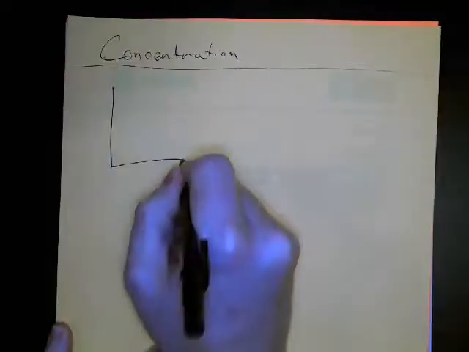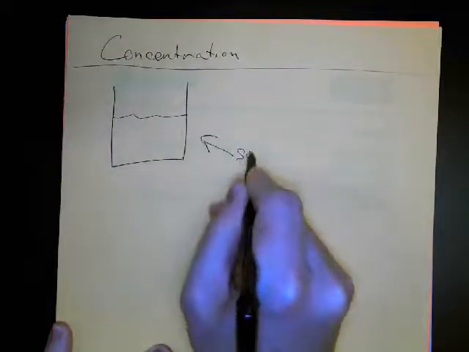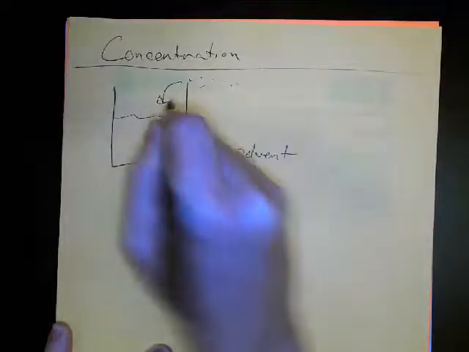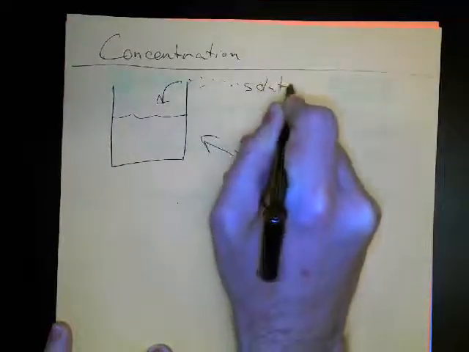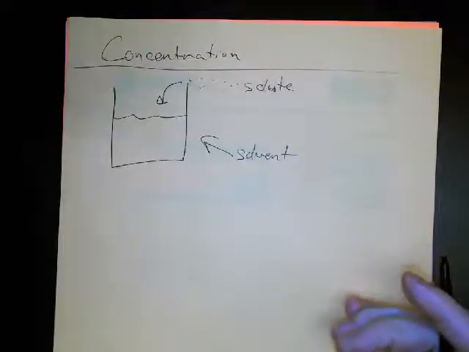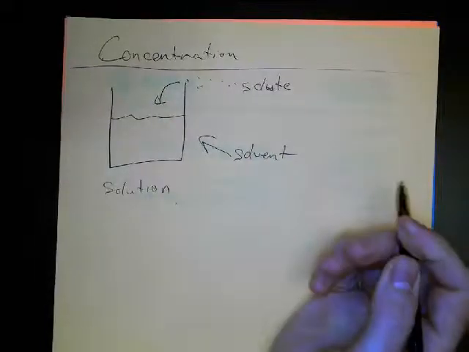So to review, in any solution, you have a solvent and you have some solute, which is the stuff that you dissolve into the solvent, and all together they make a solution. The solution is the combination of both.